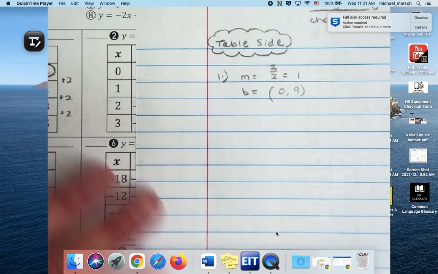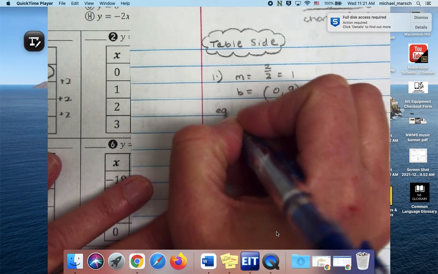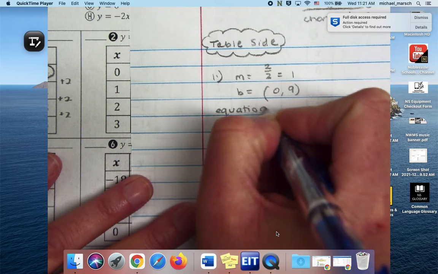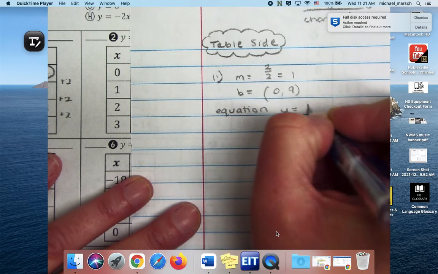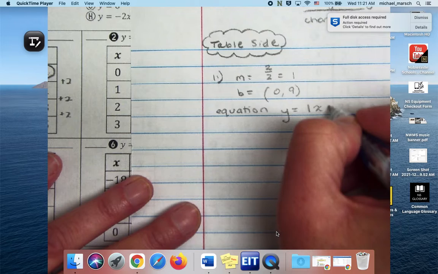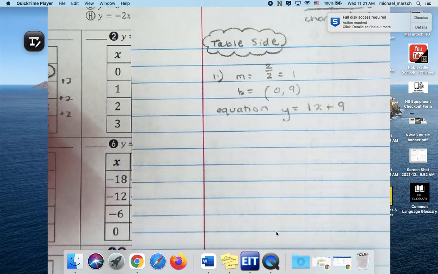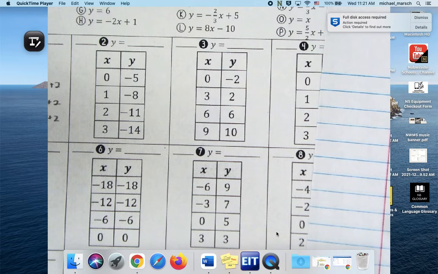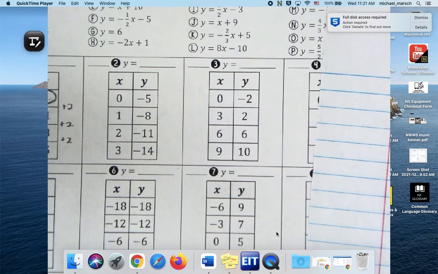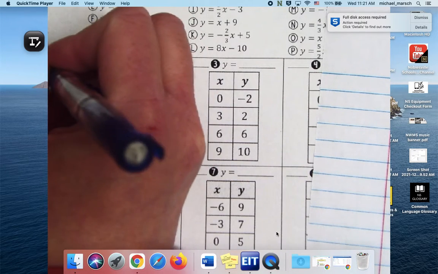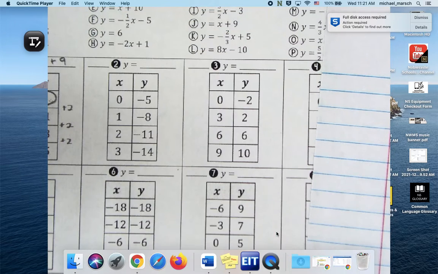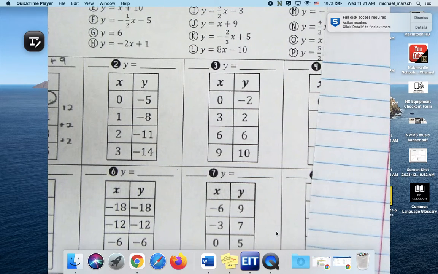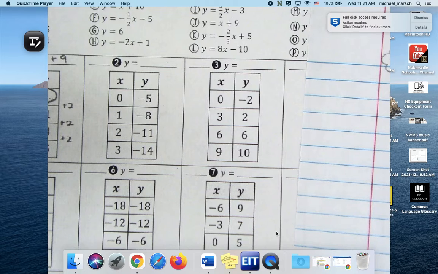So then my equation will be y equals 1x plus 9. Or maybe just x plus 9. Do you see that anywhere? J. If you can't find the equation you think it should be, what does that tell you? Wrong. You're wrong.